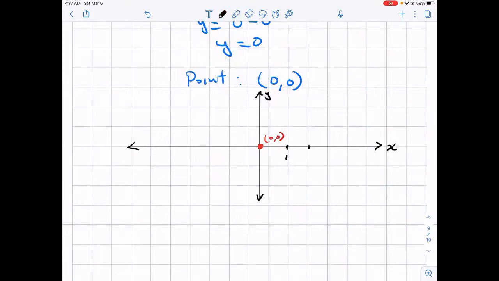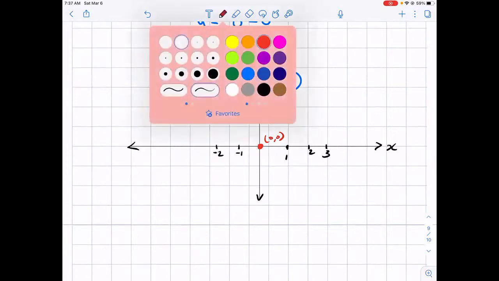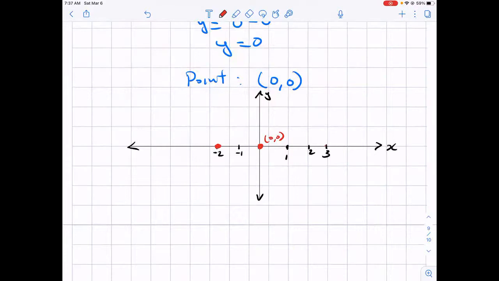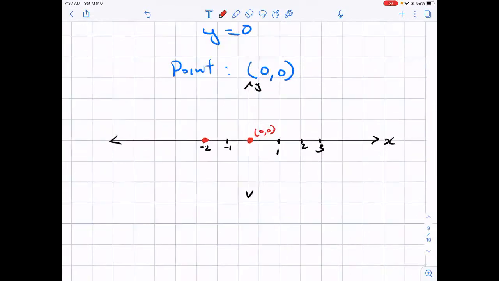1, 2, 3. Let's say this is minus 1, minus 2. So this and this. So here, oops, minus 2, 0 here. So this is 2, 0. This is minus 2, 0.